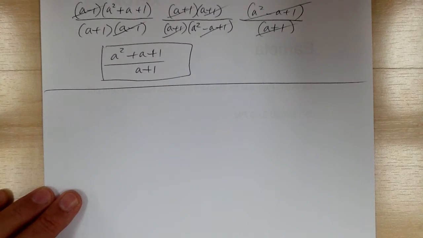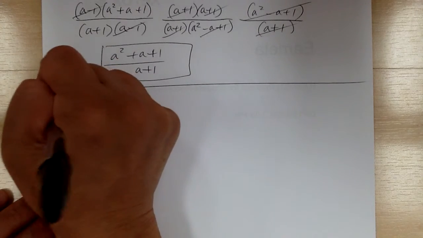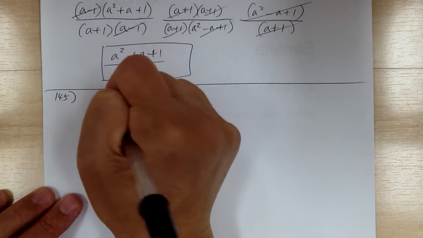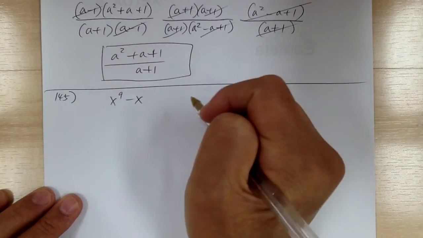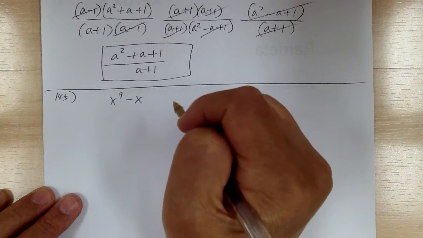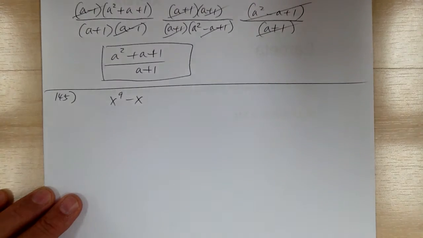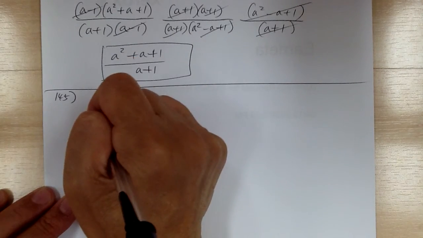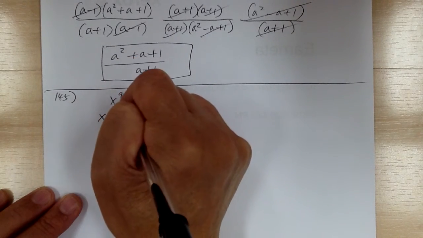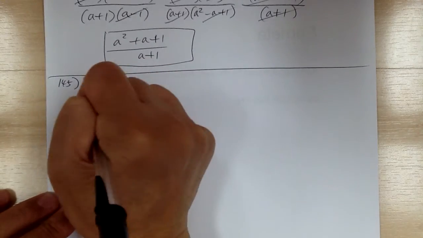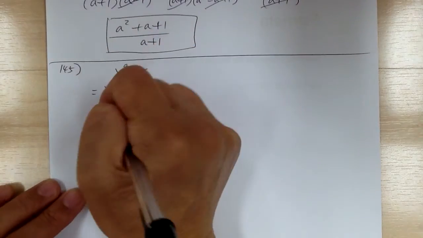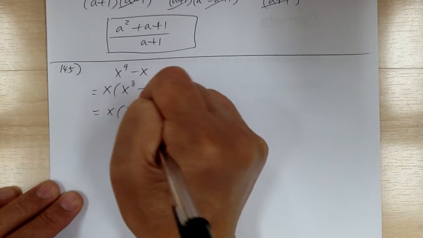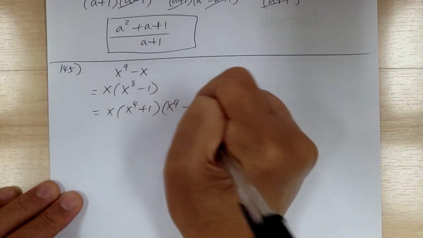Okay, let's go to number 145. You have x to the 9 minus x. It says factor completely as much as possible into polynomial and monomial factors. Okay, so how many factors are there? Well, this one, first you need to go and factor out the x, so you get x to the 8 minus 1. And then after that you can go and do the difference of squares. So it would be x to the 4 plus 1, x to the 4 minus 1.